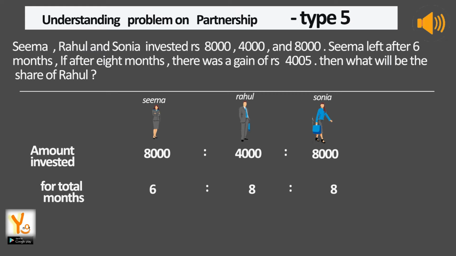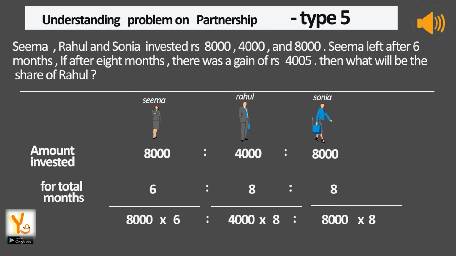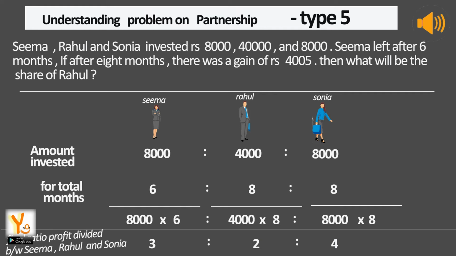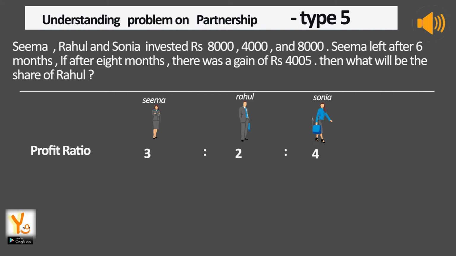Given Seema, Rahul and Sonia invested from the start, and Seema left after 6 months, so the ratio of duration for 8 months is 6:8:8. So the ratio of profit shared would be 8,000 into 6 : 4,000 into 8 : 8,000 into 8. The final ratio would be 3:2:4. As the final ratio of profit is 3:2:4, Rahul's share of profit is calculated by 2 divided by 9 into 4,005, where 9 is the sum of all the ratios of investment, and 4,005 is the total profit earned, which will be 890 rupees.